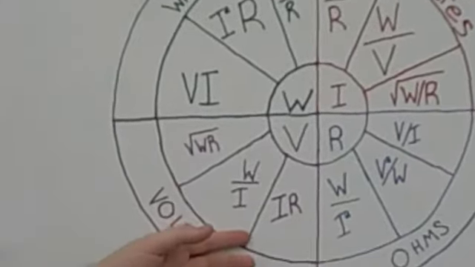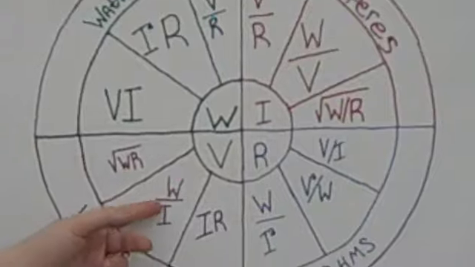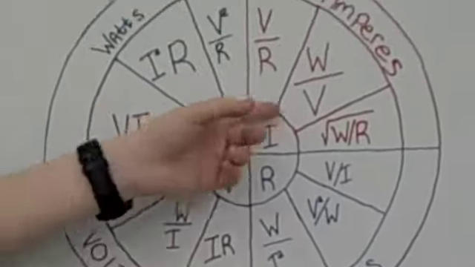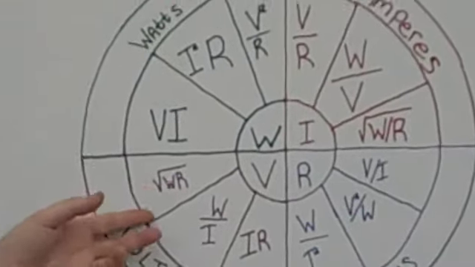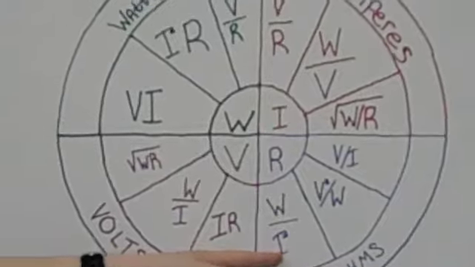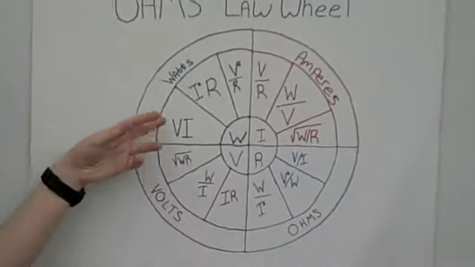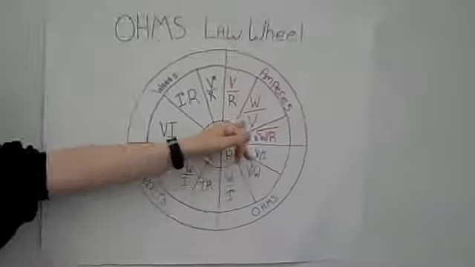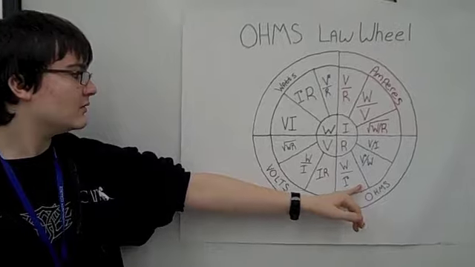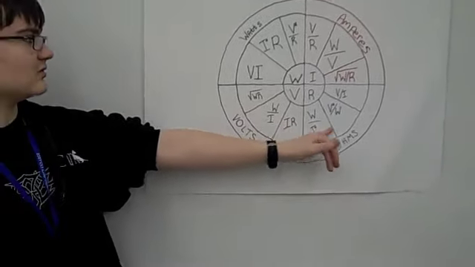Volts is IR, I times R, so that would be this times this. Watts divided by current, that divided by that. And then the square root of watts times ohms. You got that? And then watts is volts times current, current squared times resistance, or volts squared divided by resistance.